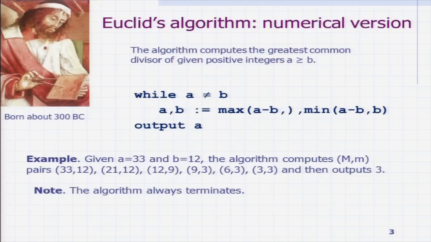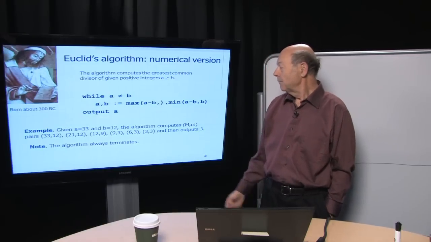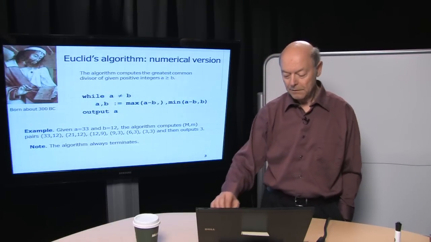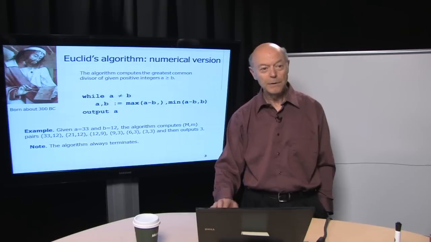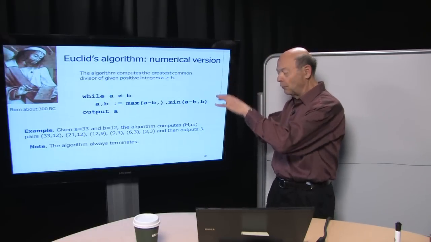then we subtract 12 from 33, so we get the pair 21 and 12. Then again, we subtract the smaller from the larger. We get the pair 9 and 3. So the larger one goes first all the time. You keep doing this until the numbers coincide, and then you output any of them. They are equal. And this way you get the greatest common divisor. It's quite a sophisticated algorithm. It always terminates, because as you go, you descend.